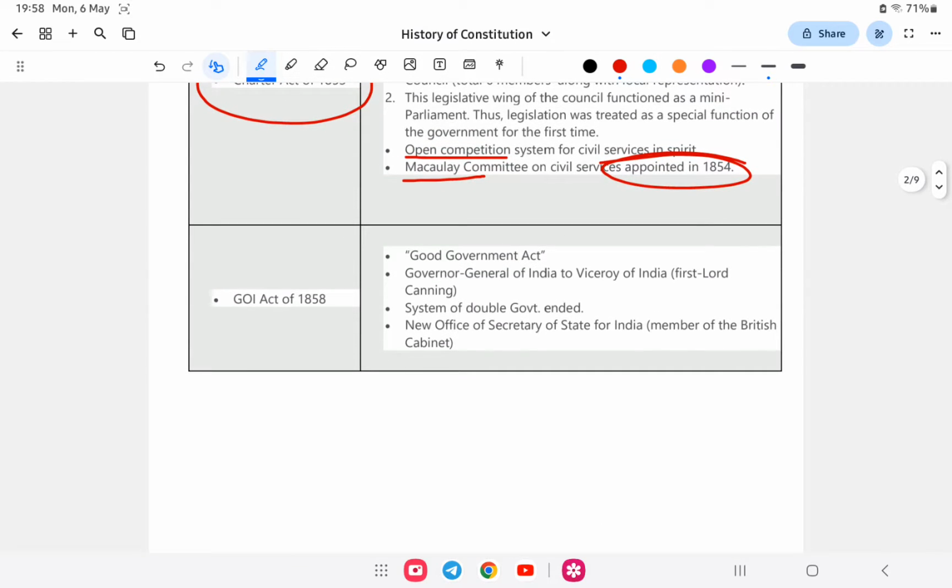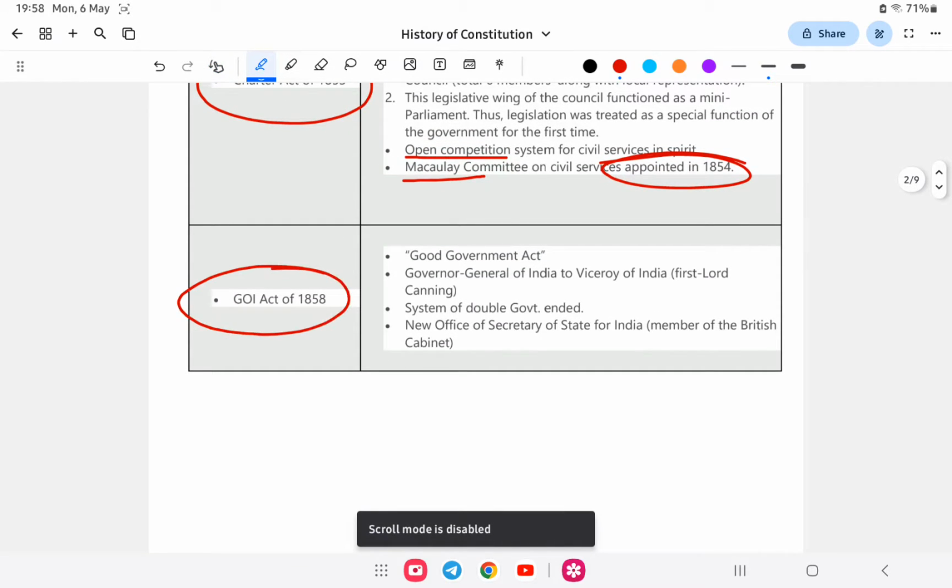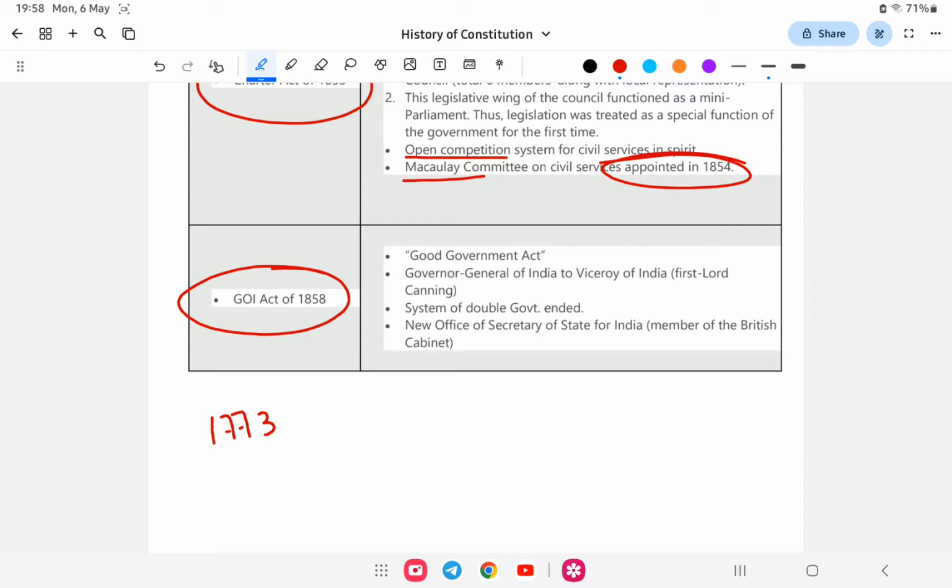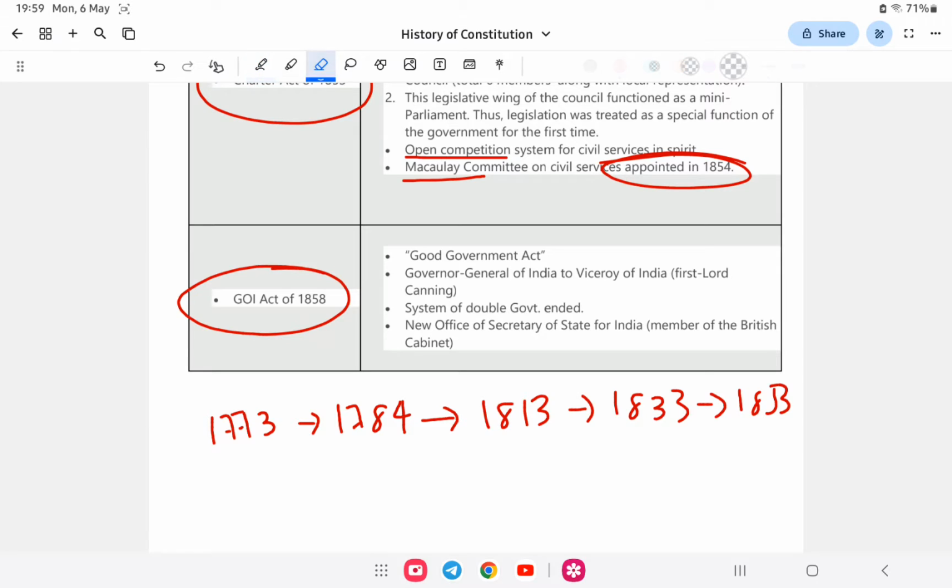Next, Government of India Act 1858. So: 1773 Regulating Act, 1784 Pitt's India Act, 1813, 1833, 1853. Because of British rule in India, many problems arose. Why?